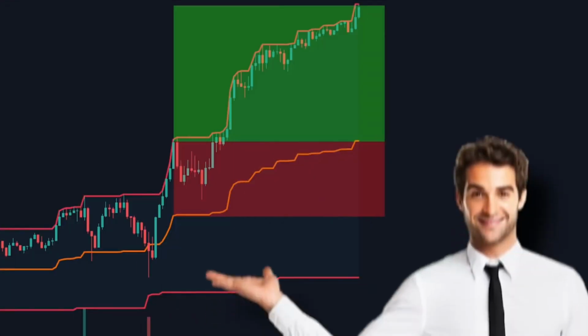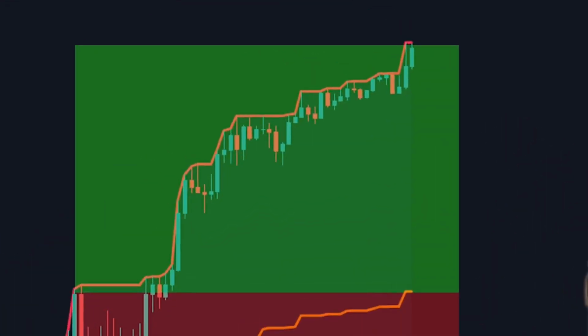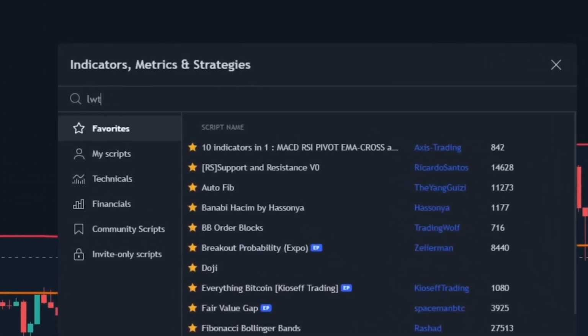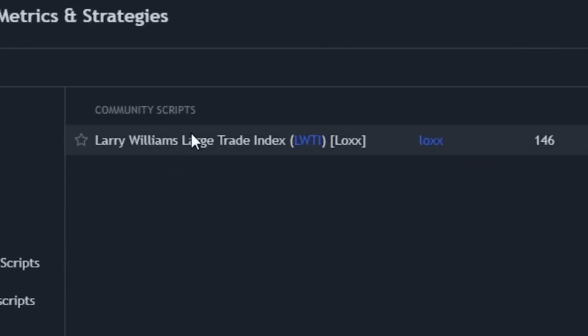So we only enter high quality trades that have a lot of momentum. We need to add 2 more confirmation indicators to get higher probability trades. The first confirmation indicator we're going to be adding is the LWTI, or the Larry Williams Large Trade Index.